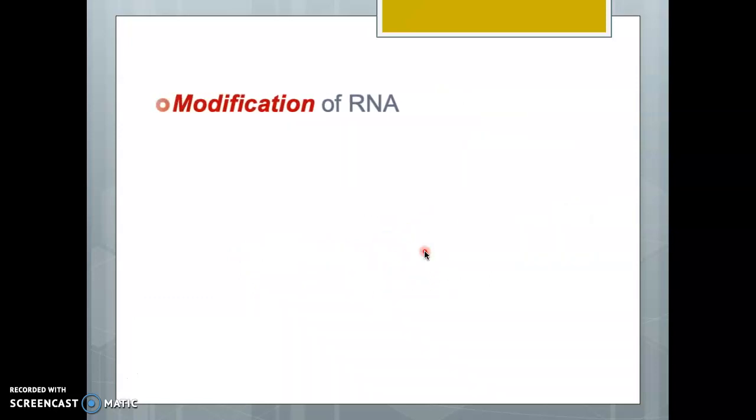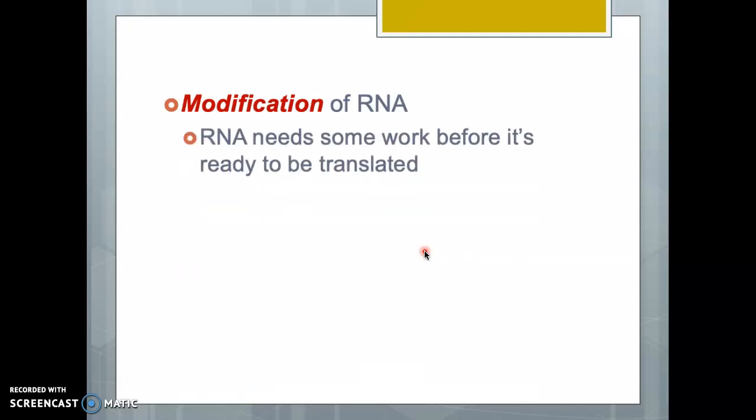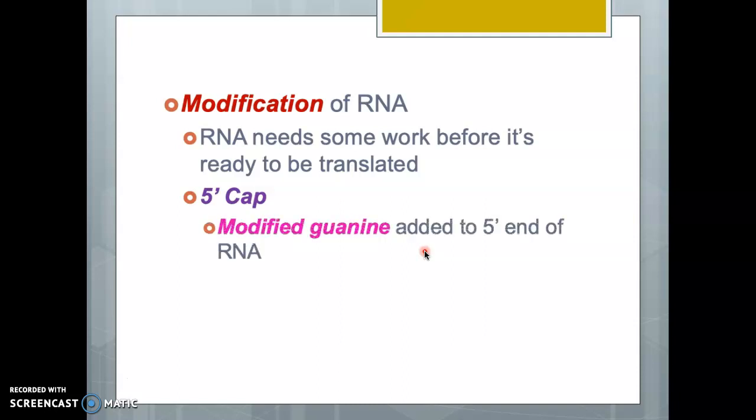All right, so before RNA can actually be used in translation, it has to be modified. And there are a couple things that have to happen. First of all, on the 5' end of the RNA molecule that was produced, a cap needs to be added. And this cap is a guanine nucleotide that's just been modified. And you don't have to worry about what type of modification it has undergone. So there's a 5' guanine cap.